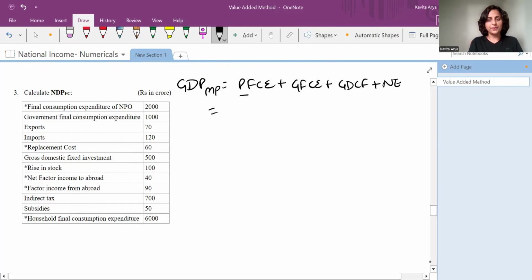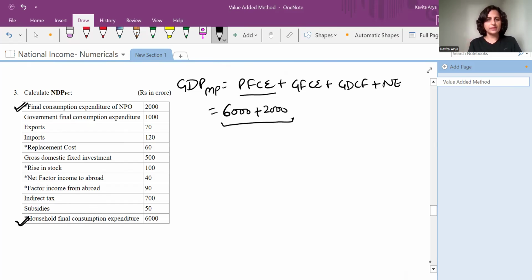So now look for private final consumption expenditure. I am able to find this household, but as I told you in the previous question also, wherever we have household, we should look for the other component of non-profit making organization, and here it is. So in this case, the private final consumption would be the sum total of 6,000 and 2,000. So this becomes one component. Government final is this 1,000.